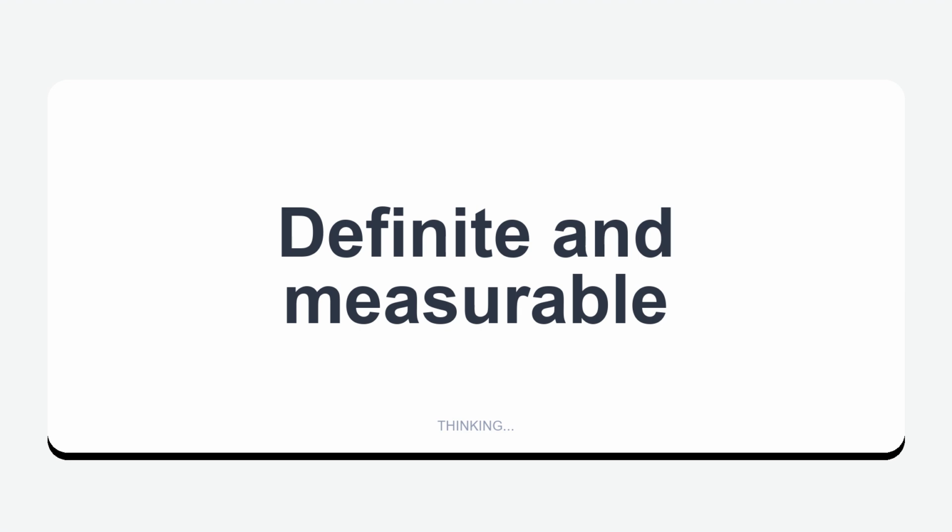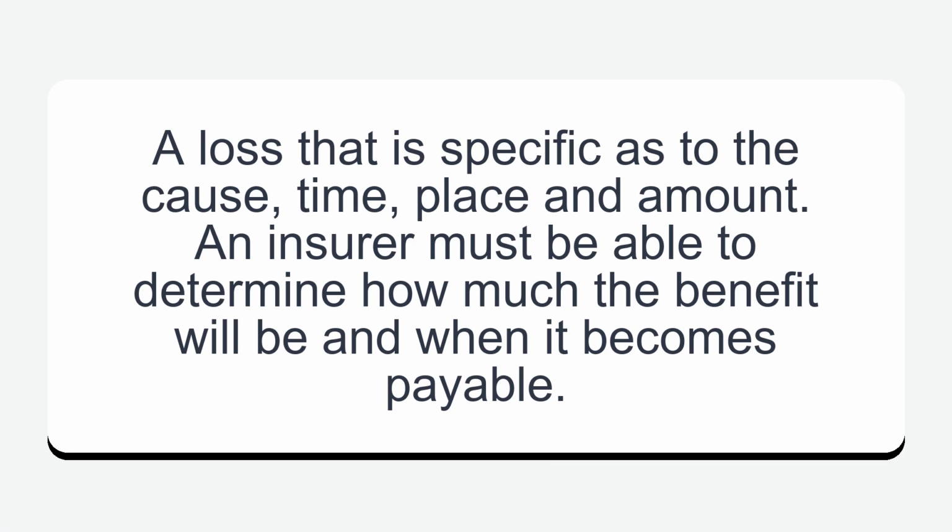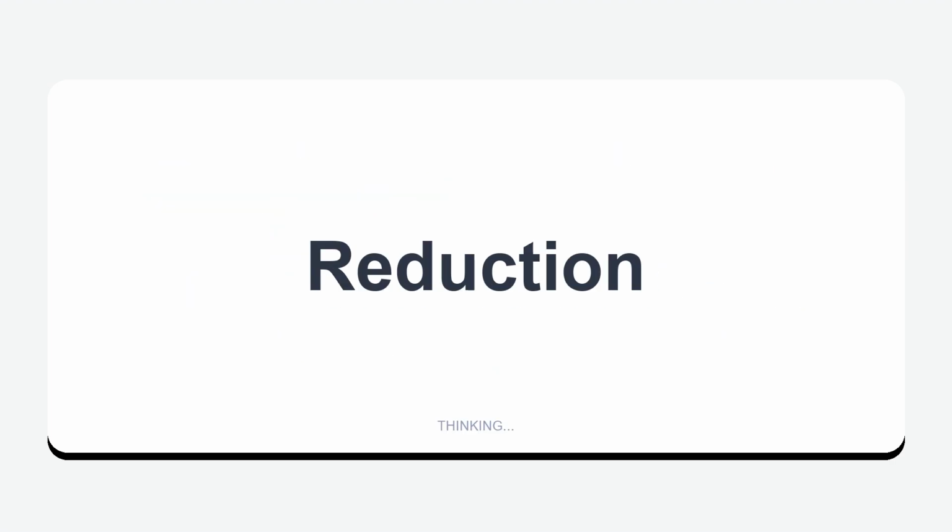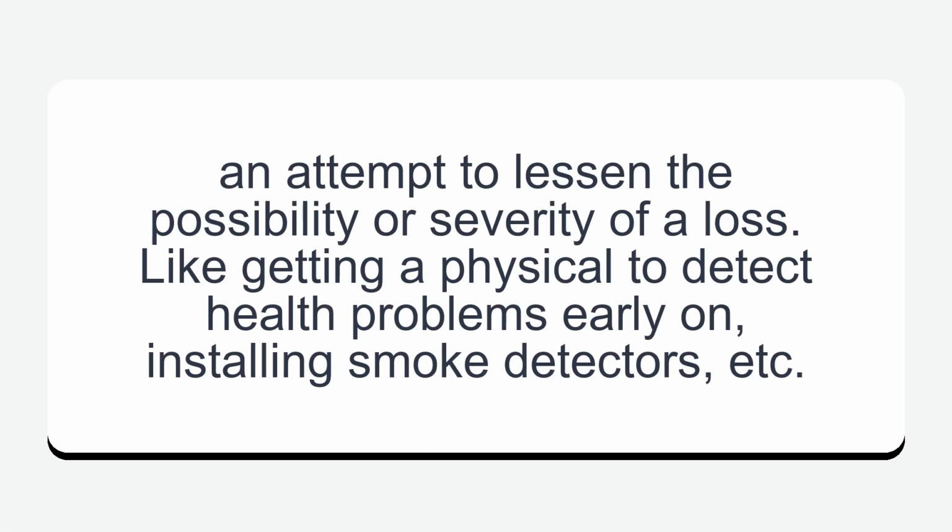Definite and measurable: a loss that is specific as to the cause, time, place and amount. An insurer must be able to determine how much the benefit will be and when it becomes payable. Reduction: an attempt to lessen the possibility or severity of a loss, like getting a physical to detect health problems early on, installing smoke detectors, etc.